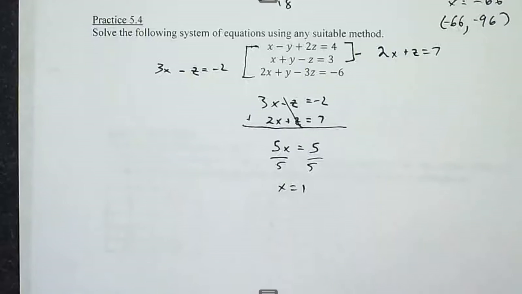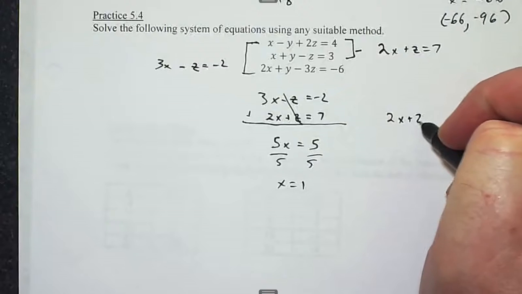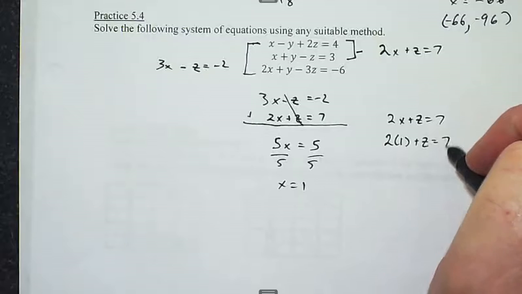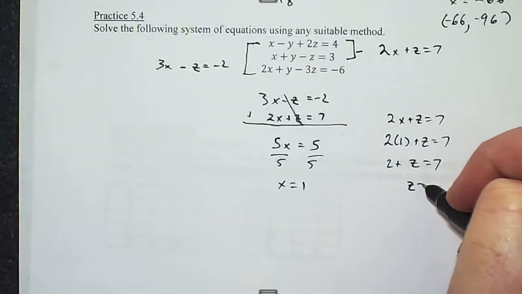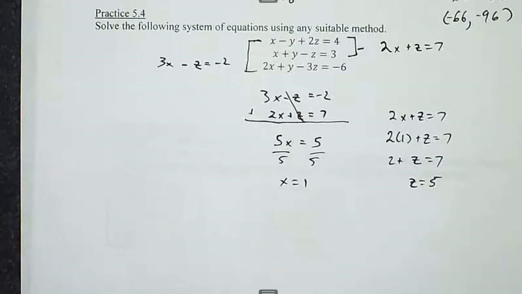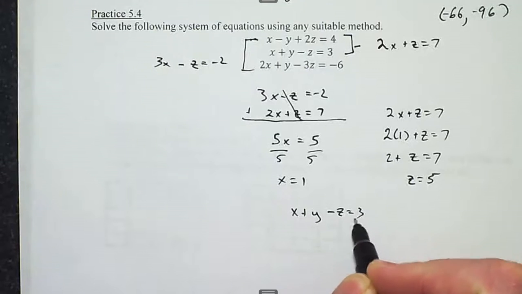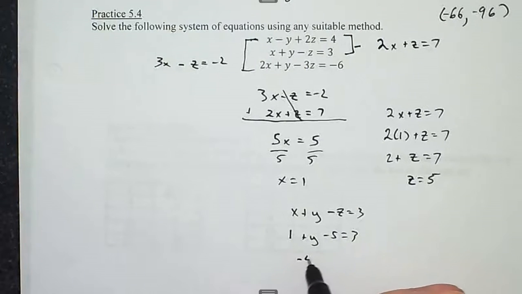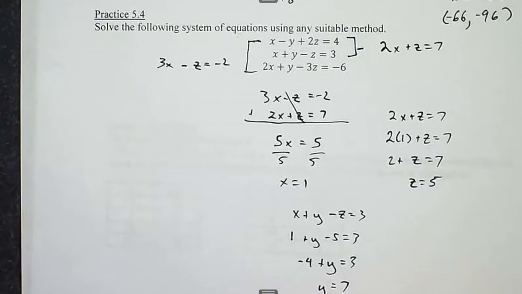So x equals 1. Now that I know what x is, let's find what z is. I'll use 2x plus z equals 7. So 2 times 1 plus z equals 7. So z equals 5. Now that I know what z is, let's find what y is. I'll use the middle equation, which is x plus y minus z equals 3. So 1 plus y minus 5. That makes negative 4. So I get y equals 7. So my solution is 1, 7, and 5.